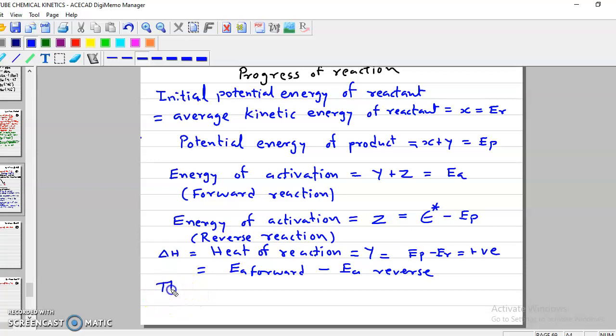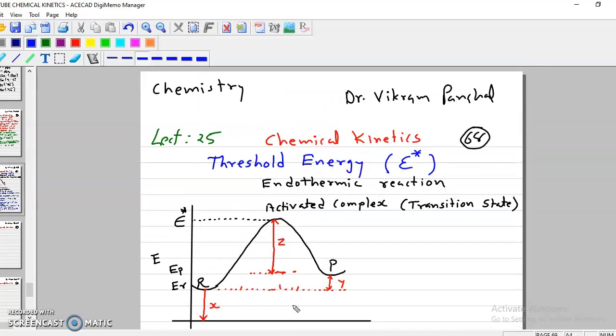And then threshold energy, the amount of energy absorbed by reactant, maximum amount of energy absorbed by reactant is called threshold energy. At that time, the energy of reactant is called threshold energy, and that is epsilon star. It is energy of transition state. It is also equals to energy of activated complex, or X plus Y plus Z. Okay, so this is regarding endothermic reaction, and this is what a threshold energy means.